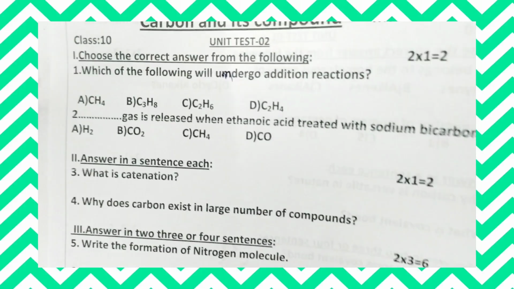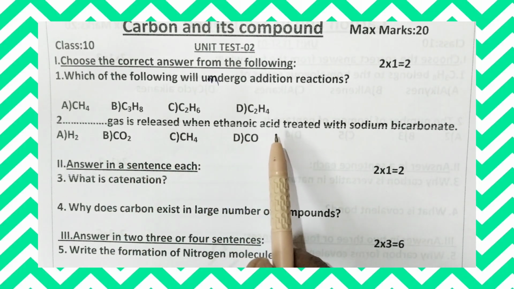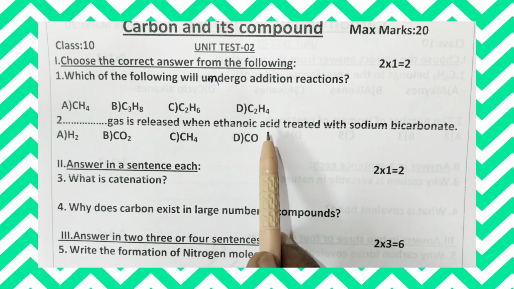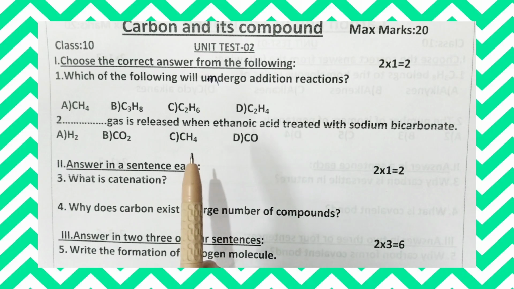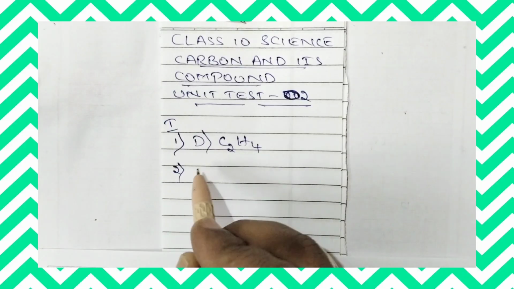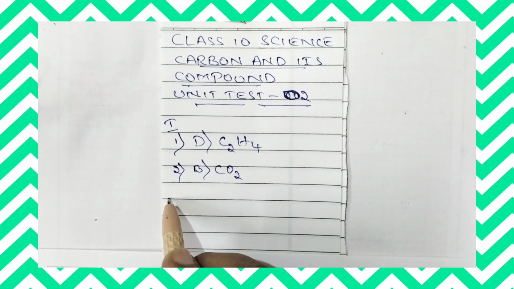Then let us move to the second question. Dash gas is released when ethanoic acid is treated with sodium bicarbonate. Acid reaction with metal carbonate releases a gas called carbon dioxide. So for the second question, the right option is option B, carbon dioxide.